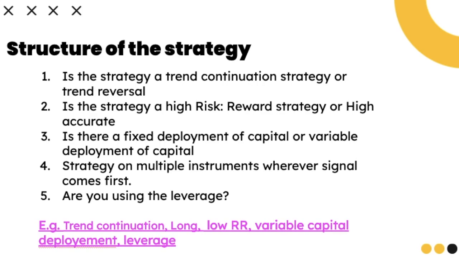This is a trend continuation strategy, when the market is going up or HDFC Bank is going up. In this case, if you want to short, then that would be a trend reversal strategy. So, we need to address: is this a trend continuation strategy or a trend reversal strategy? And is this a high risk to reward strategy or a high accuracy system, in the sense that HDFC Bank and ICICI Bank are too big of instruments where you cannot really expect a huge RR, especially not in the intraday.